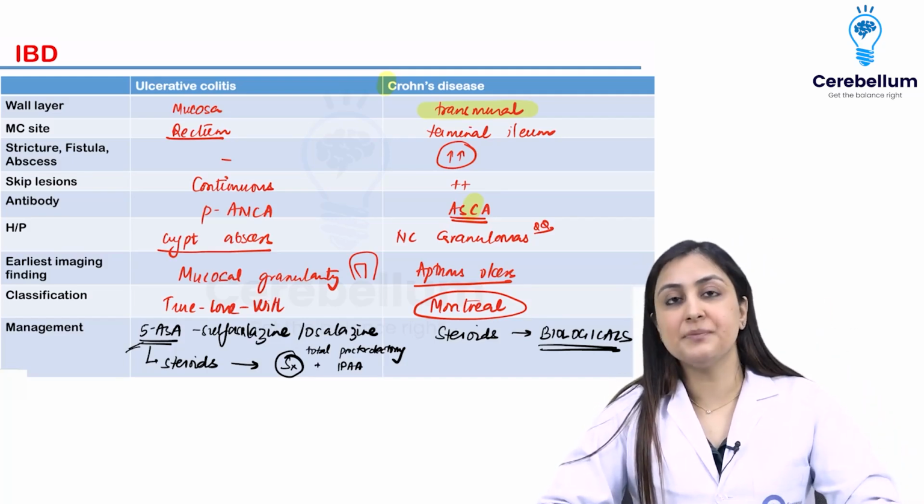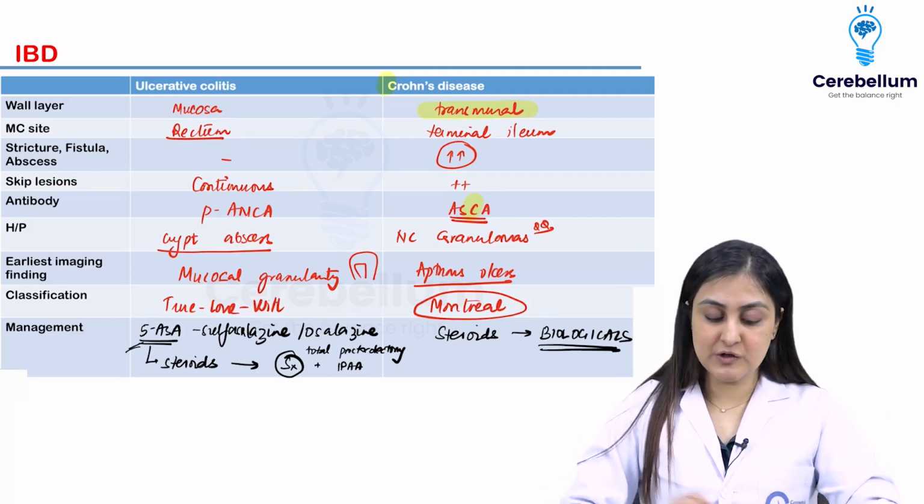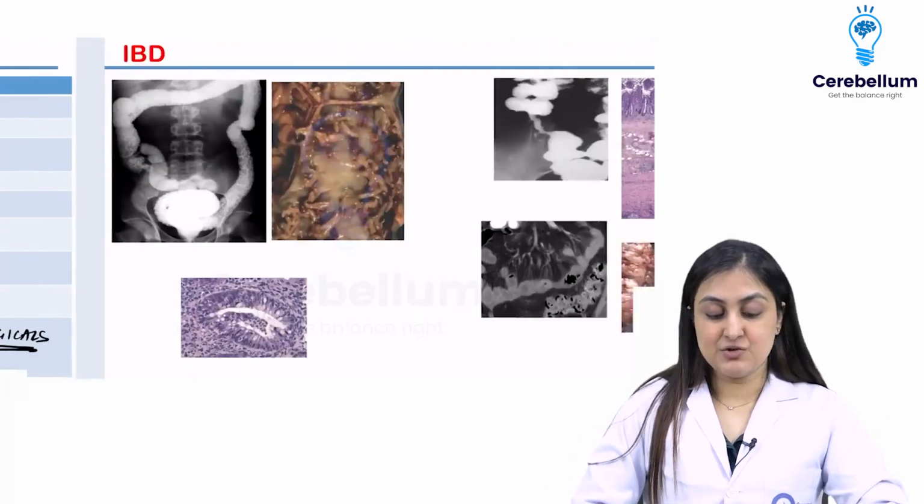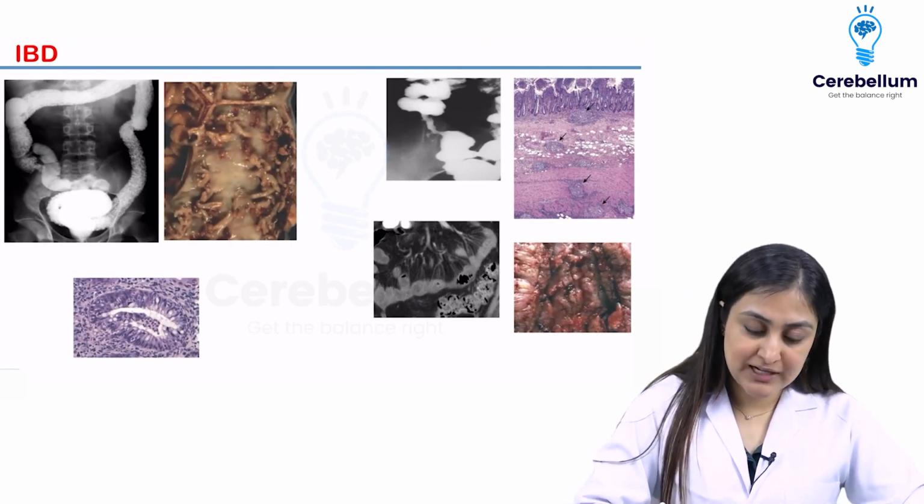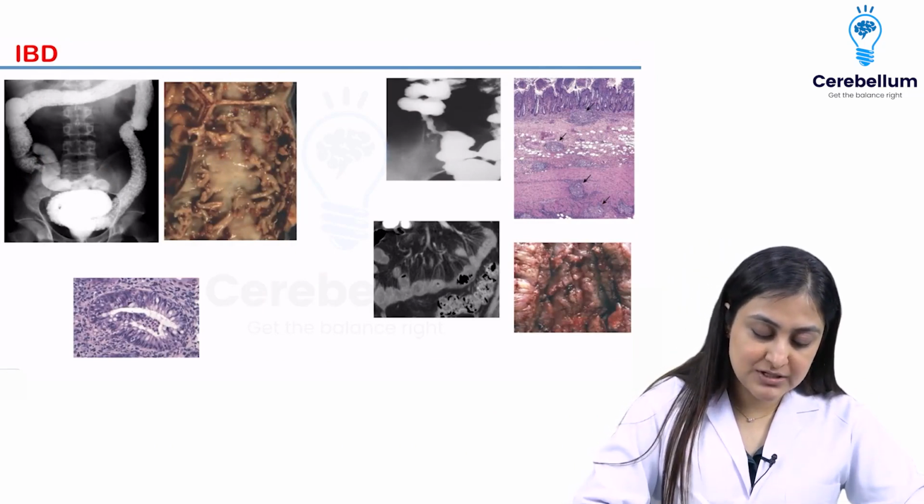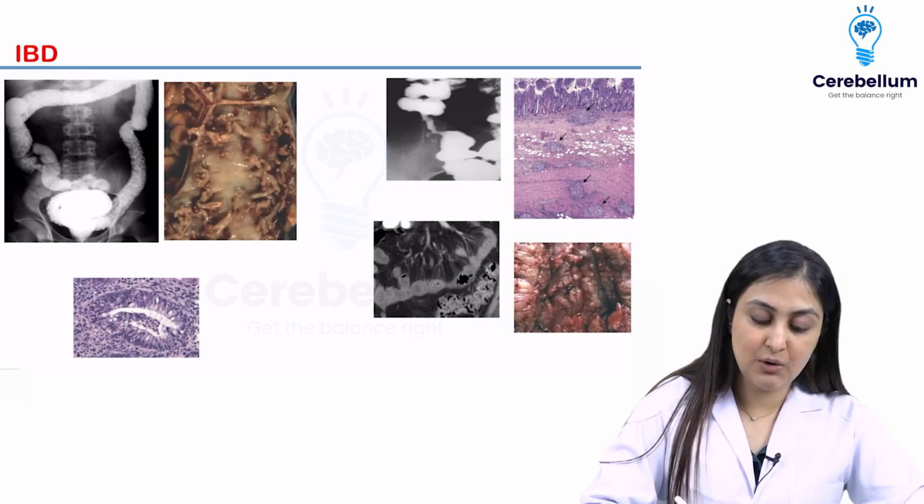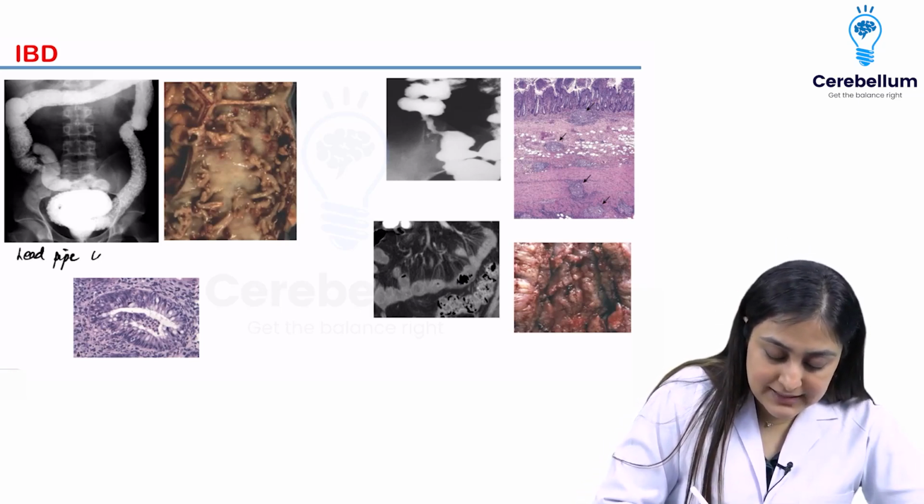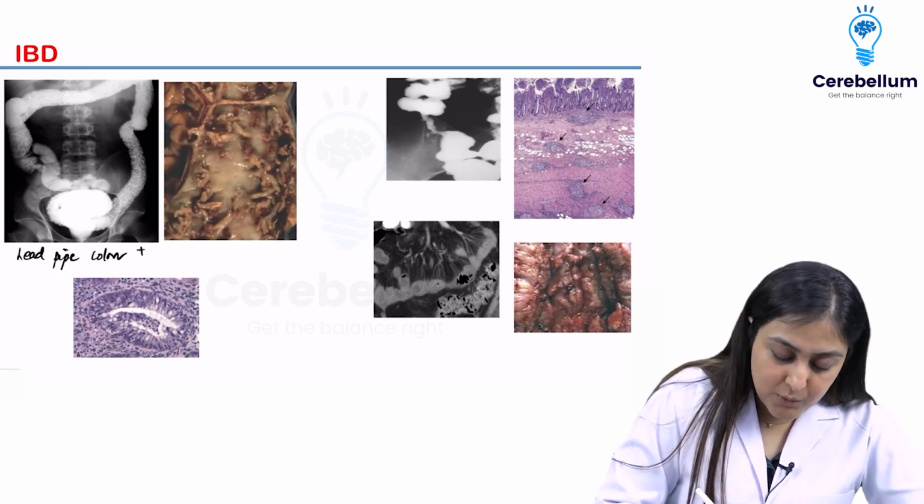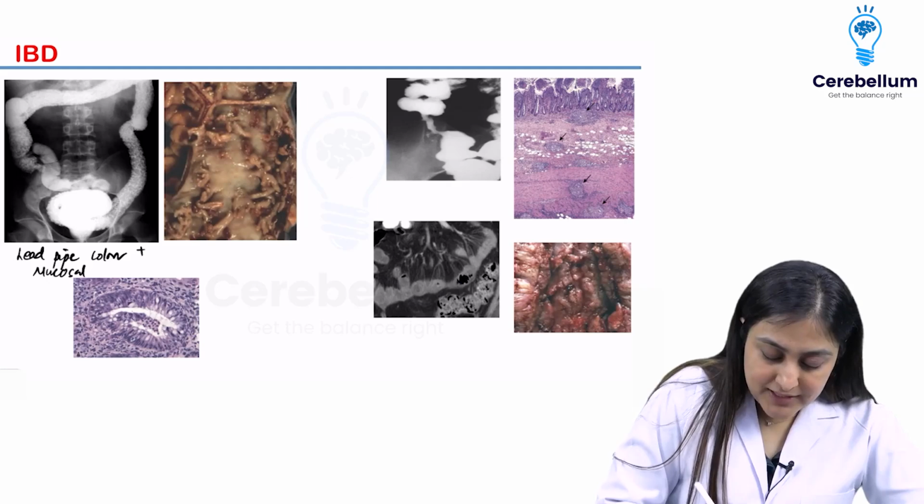So surgery is not something that you would want to do upfront. Okay, so this is about the management aspect. To look at all the radio and path images, so this is what I was talking about. This is the mucosal granularity, and you can see how the haustra are absent on the barium enema. So this is known as the lead pipe colon along with mucosal granularity.